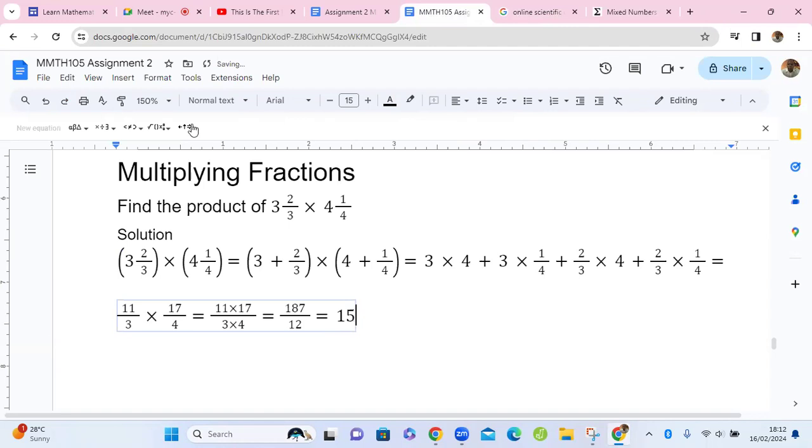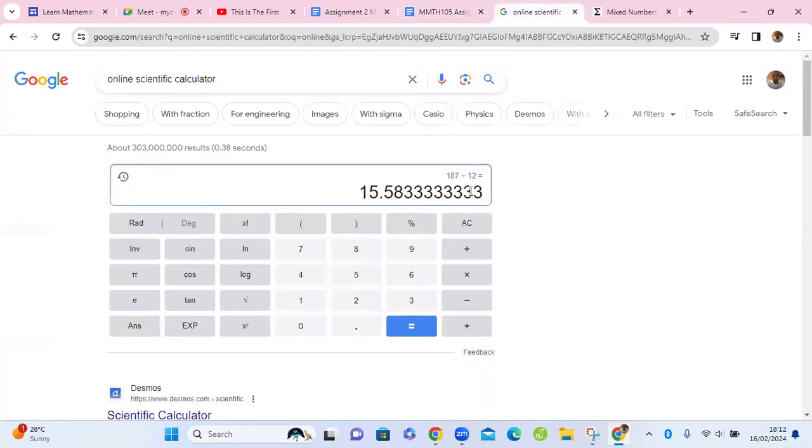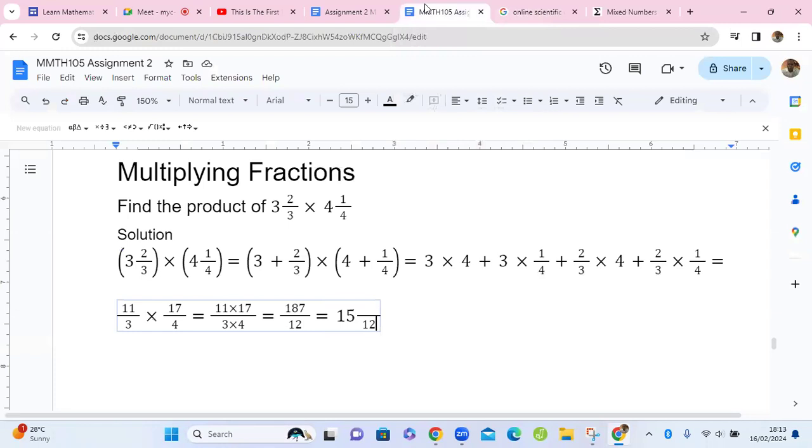Now we need to find the remainder, so we're going to multiply 15 by 12 to see what we get and subtract it from 187. So it's 187 subtract 15 times 12. That's 7. So the remainder is 7 upon 12.